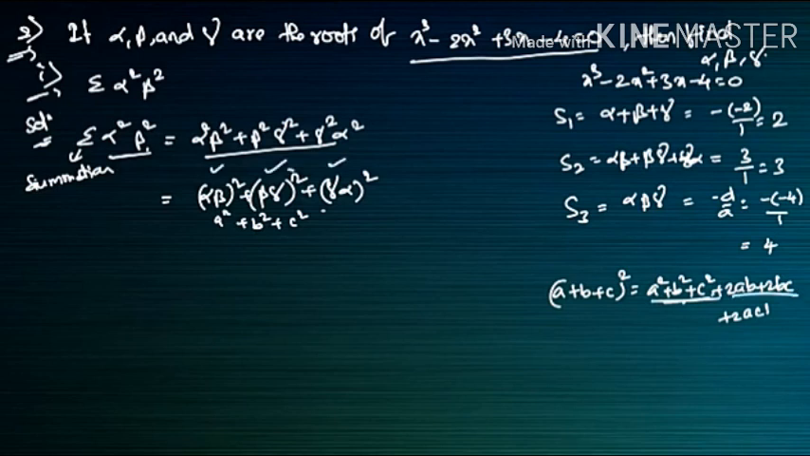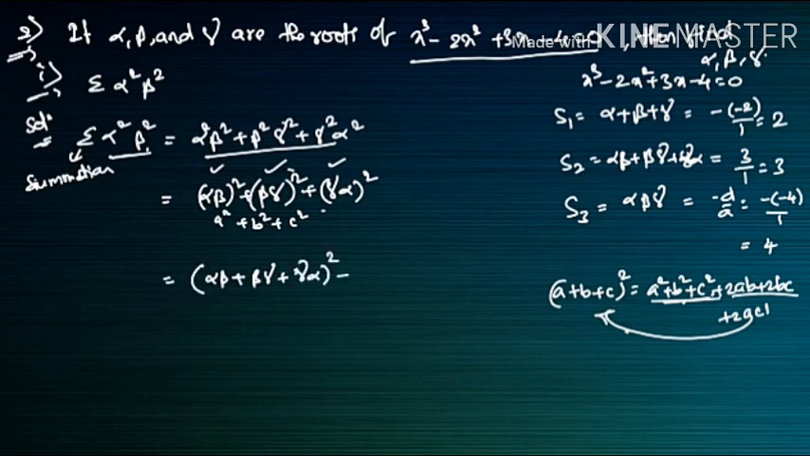So now the 2ab terms we will bring to this side, so it will become (alphabeta + betagamma + gammaalpha)² minus 2 into (alpha beta plus beta gamma plus gamma alpha) will come here.